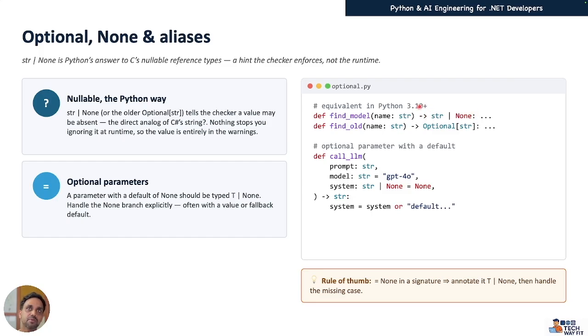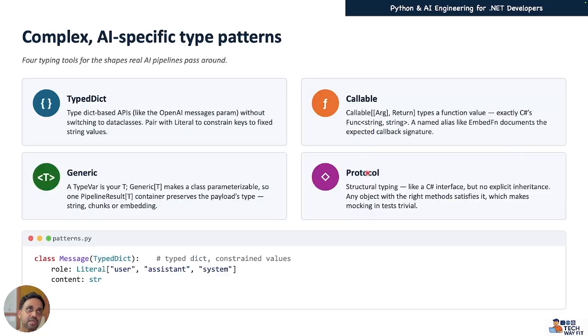Before Python 3.10, we used to have Optional as a keyword from the typing package and define Optional string, but from Python 3.10 onwards it makes it easier. We can use the union symbol and define. For example, similarly when you define a call LLM, I can just say system is of type string or none with the default value of none.